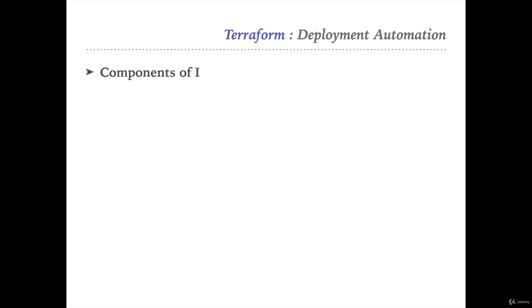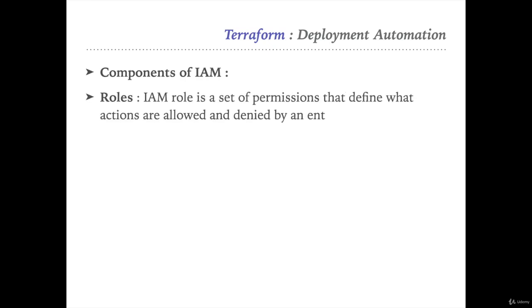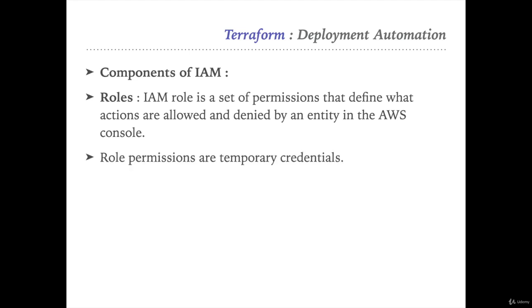And the last component of the IAM is the roles. IAM role is a set of permissions that define what actions are allowed and denied by the entity in the AWS console. There's a minute difference between the roles and the policies. Roles will have multiple policies, right? IAM role is a set of permissions that define which actions are allowed by an entity on the AWS console. Roles permissions are temporary credentials.